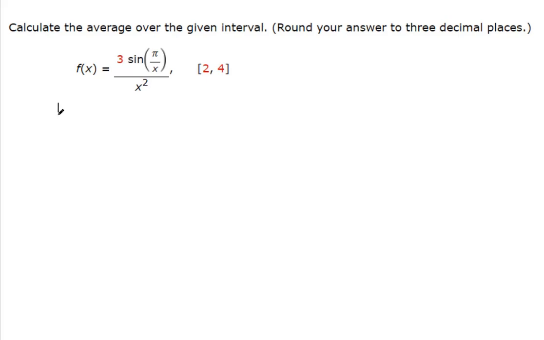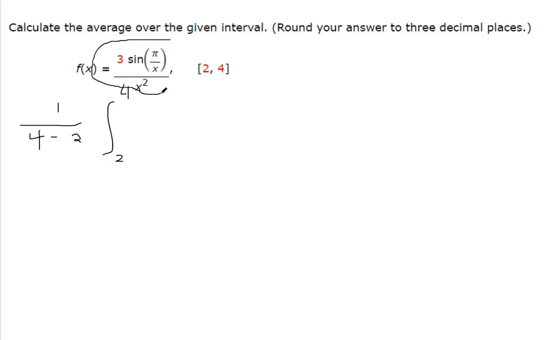So to calculate the average value, we're going to divide by the length of the interval. So it's 4 minus 2. Or in other words, multiply by 1 over the length of the interval. And then we integrate from 2 to 4 of this function.